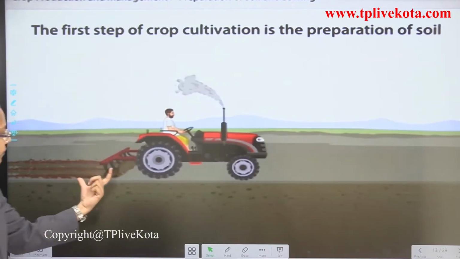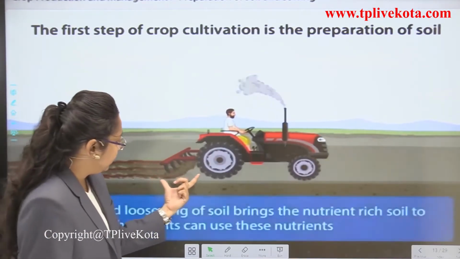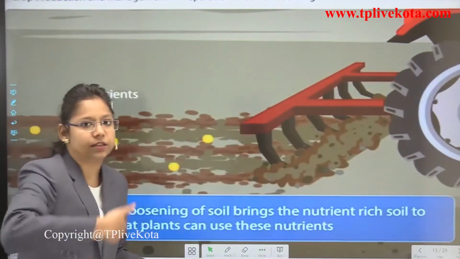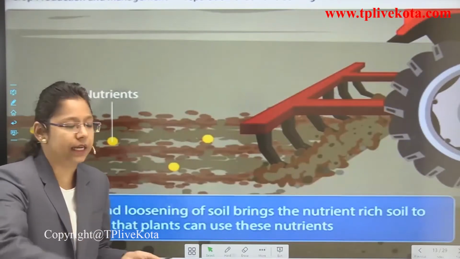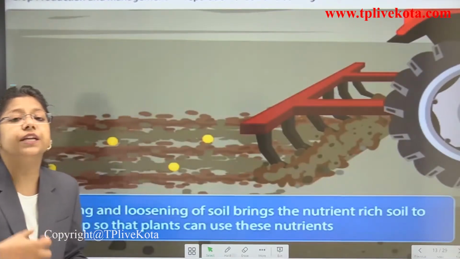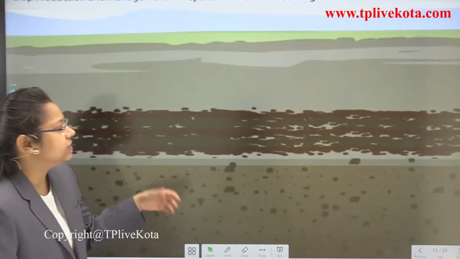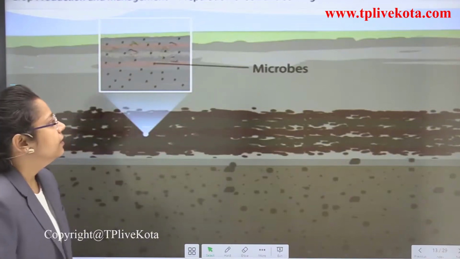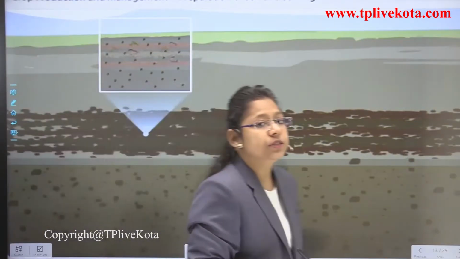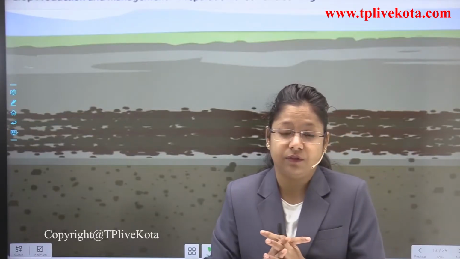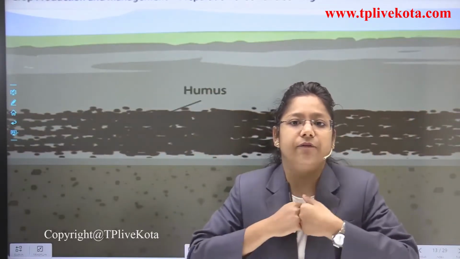Now these stacks are moving inside the field. Okay, so what they are doing, they are enriching the soil. They are digging the soil, and when this soil is dug, there is a loosening of the soil, and the nutrients which are present below the soil come upwards. And the main thing, the earthworms and the microbes, which help in loosening and enrichment of the soil, also come to the upper layer.